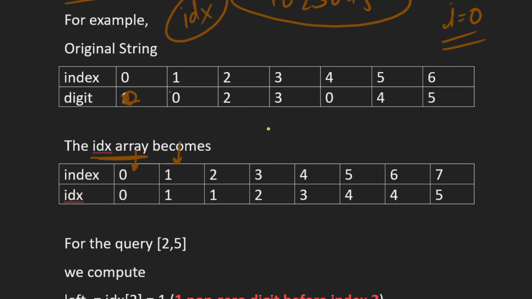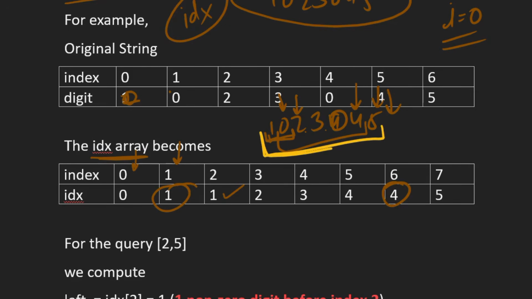Before index 1 we have one non-zero digit, so we have stored 1. Before index 2 we have only one non-zero digit, that is 1, so we have stored 1 again. Before index 6, how many non-zero digits do we have? 1, 2, 3, sorry, this is index 6, so before index 6 we have 4 non-zero digits. And before index 7, that is the full string, we have 5 non-zero digits.